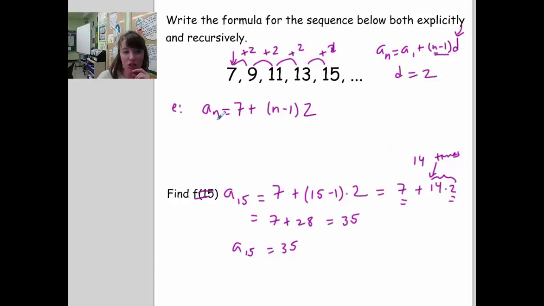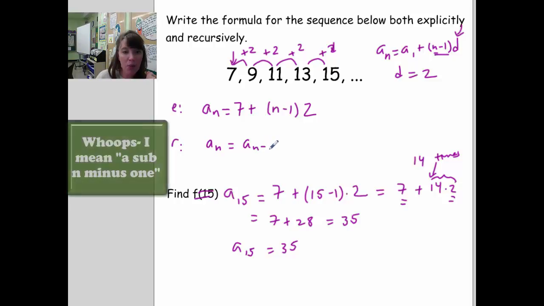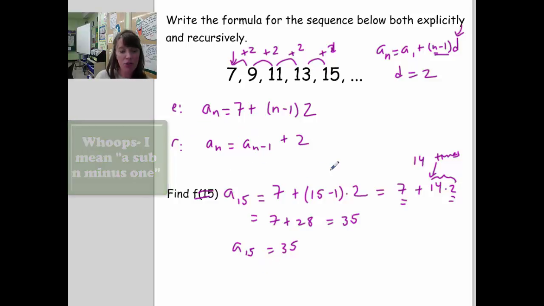So to get a term amount, you take the common difference, multiply it by the term minus 1, and add it to the first term of the sequence. All right, that is the explicit formula. Now the recursive formula just says a of n is equal to a of n minus 1 plus the common difference, which is 2, right? So that makes sense.